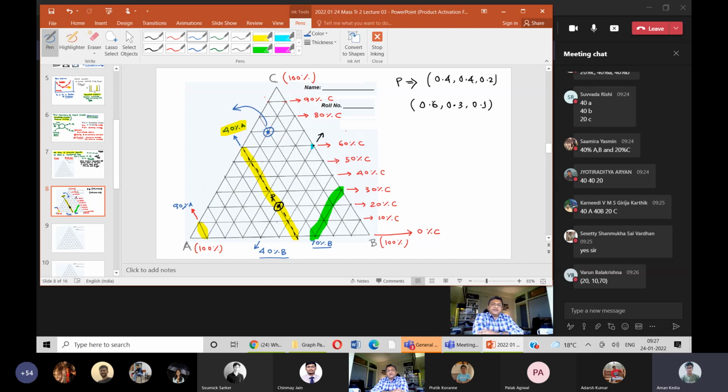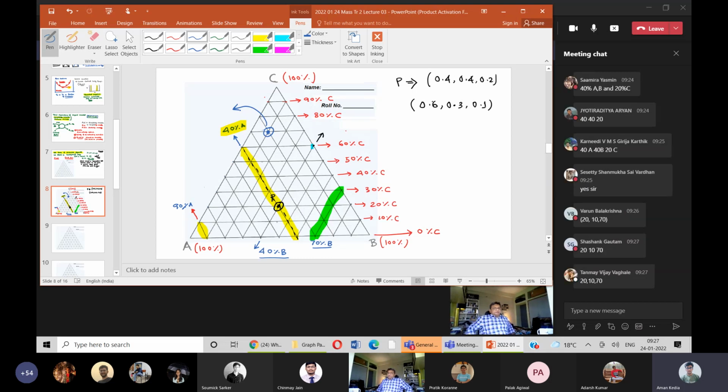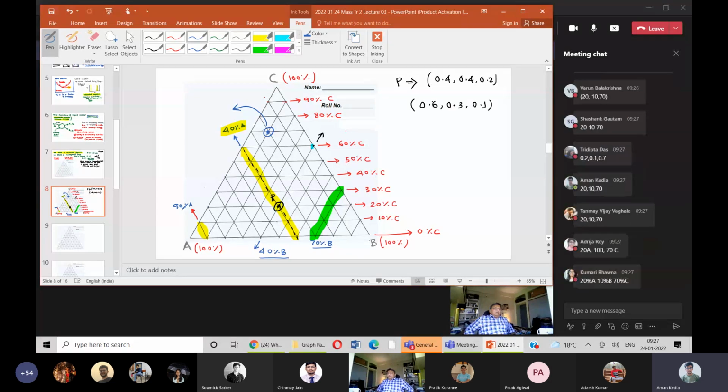Varun has said 20% A, that looks correct. 10% B looks correct. And 70% C looks correct. Perfect. So since you are going to write like this, 20, 10, 70, let's make a formalism.